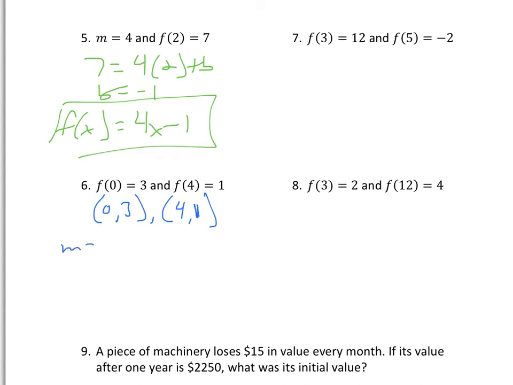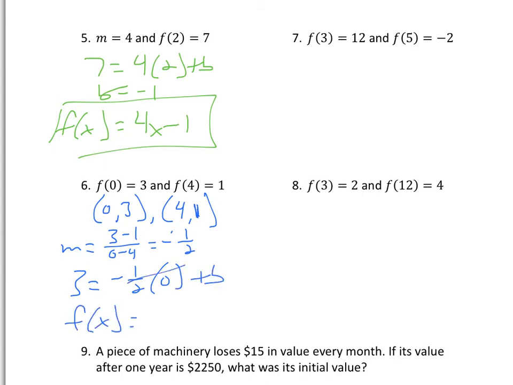So we've got m equals change in y, 3 minus 1 over change in x. 2 over negative 4 is negative 1/2. So that's my slope. Plug in a point. Plug in the easy one, (0, 3). Usually if there's a 0, you plug that one in because it makes it easier. Negative 1/2 times 0 plus b cancels out. B is 3. So f of x equals negative 1/2 x plus 3. Good.